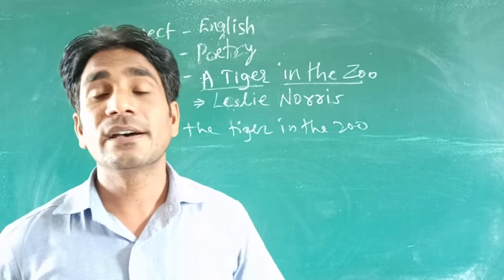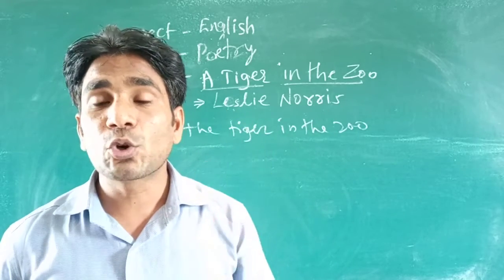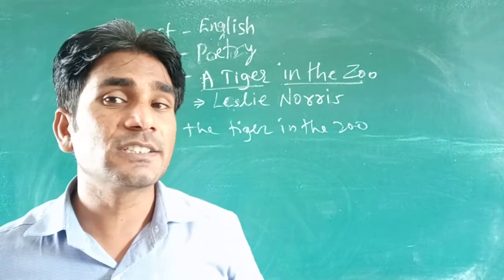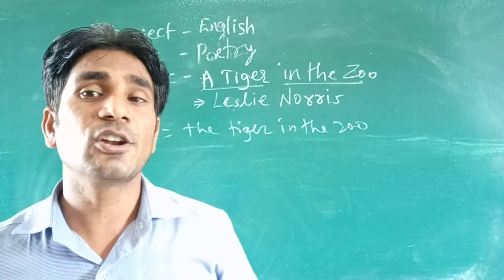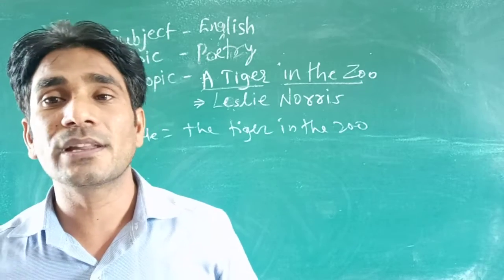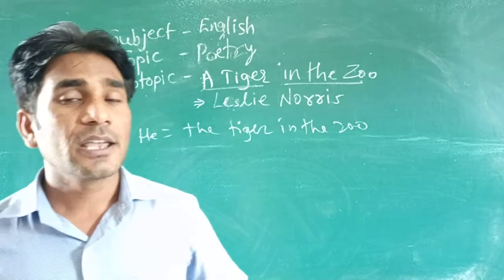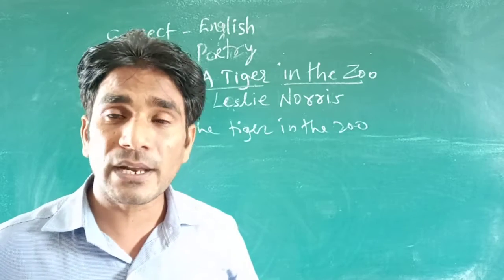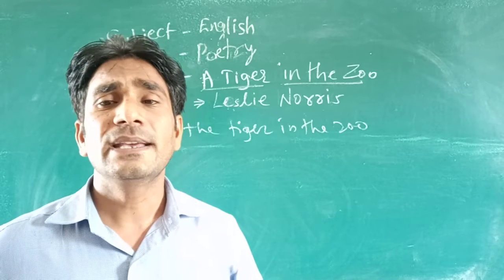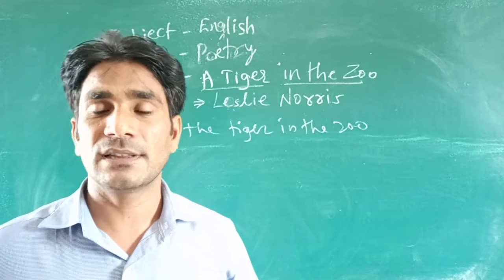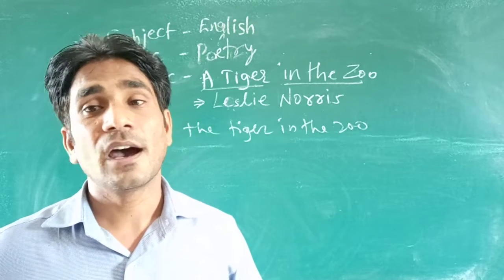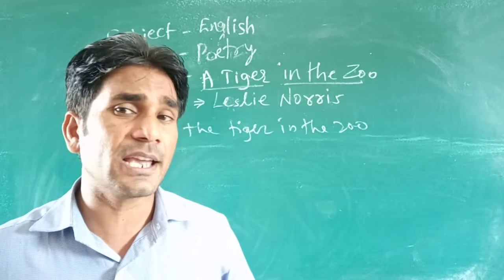So here the tiger does not show interest in looking at the visitors. He just ignores them. Why? Because he could not do anything. There is no use of his strength. He could not hunt, he could not prey. Nothing he could do, and that's why he just ignores the visitors and walks around in the cage.